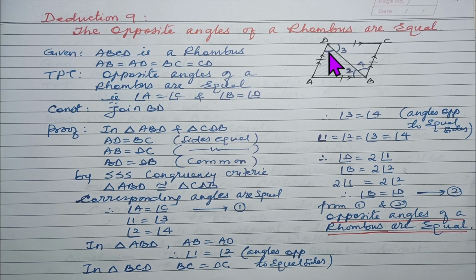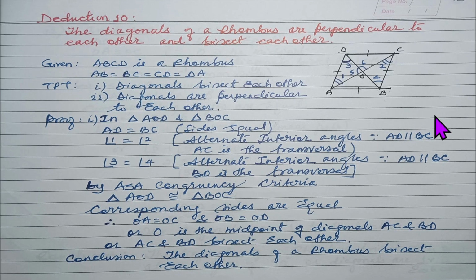Therefore 1, 2, 3, 4, all the angles are equal. The sum of 1 plus 3 and 2 plus 4 must be equal. Therefore angle D is equal to angle B, and that is exactly the method of proving this. Try to remember that. Now coming to the next deduction, that is deduction number 10.